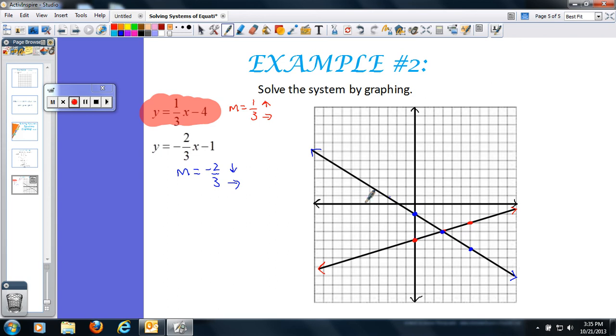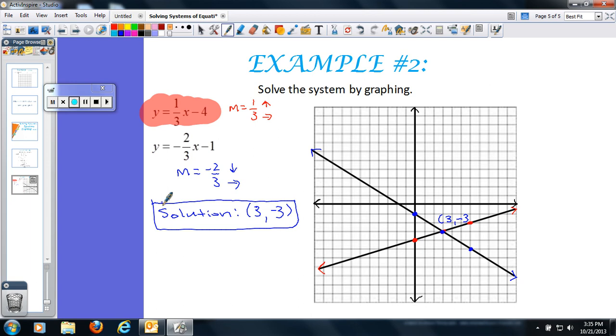What I care about now is that my solution is going to be the point where the graphs meet. So this is the point 1, 2, 3, and down 1, 2, 3. So this is 3, negative 3, and that is going to be my solution. The point where the two graphs cross is going to be my solution.